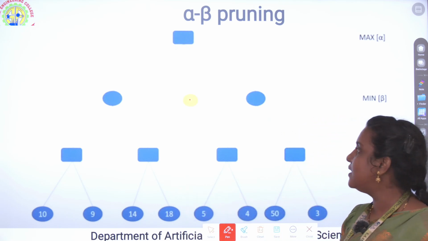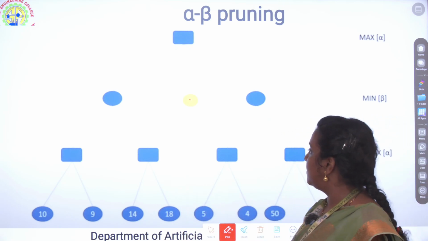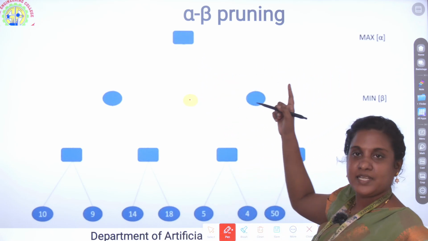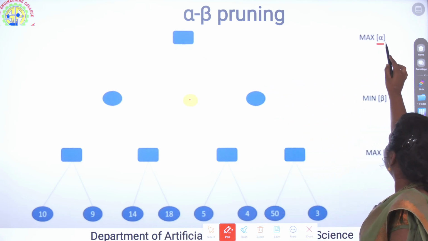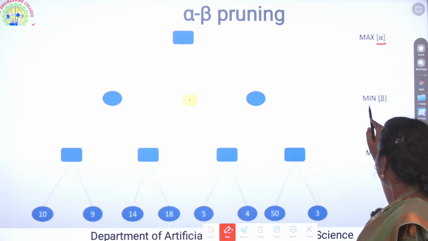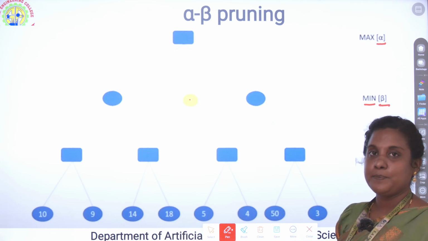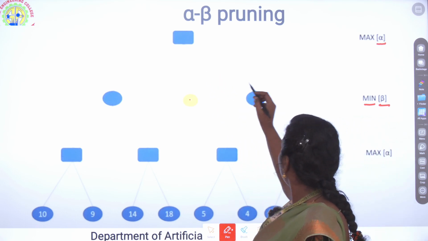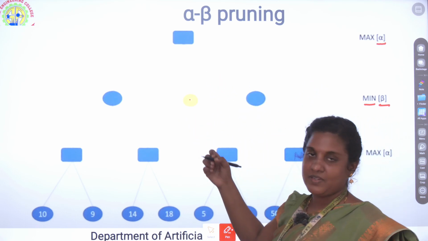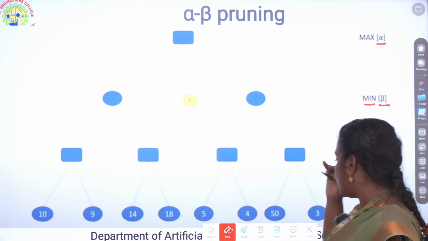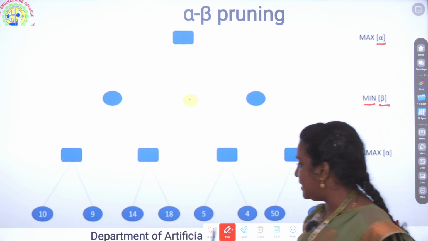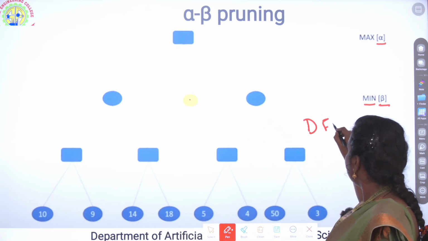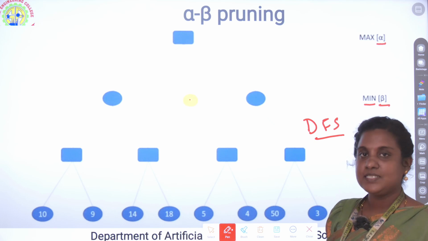So we are taking the same example. Here the max player value always associates with alpha, and min always associates with beta, which will take the lowest value. So level 0 has the max player, level 1 the min player, level 2 the max player, and at the leaf nodes we have the utility function. It will use DFS to traverse the tree.